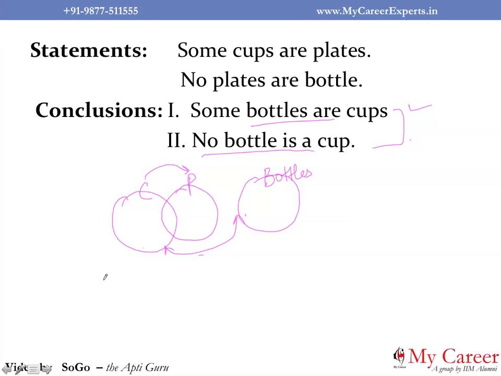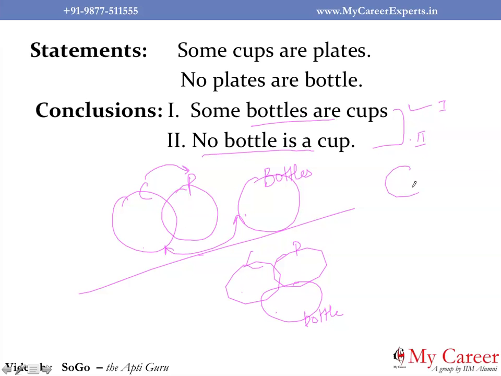So we will have either this true or this true. Either this will have this relation or we will have a diagram of this sort, right? This is cup, this is plate, and we have this as bottles. So we have some bottles relation with cups, and here we have no bottle relation with this. So either one or two will be true, but either one of them will definitely be true. So answer is C. We move to the next question.